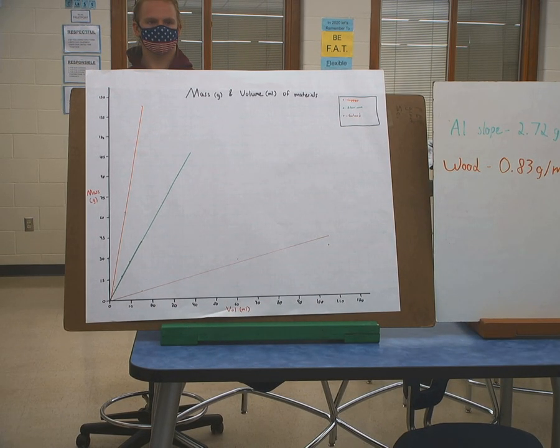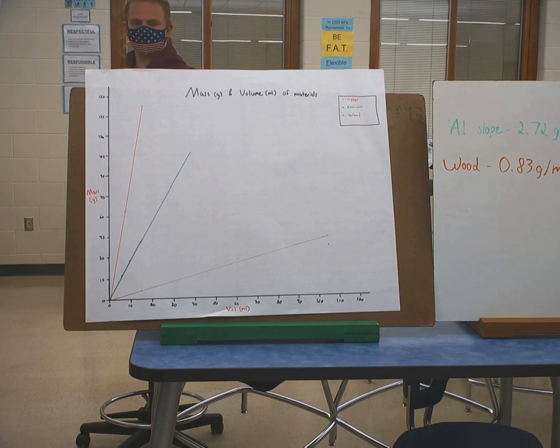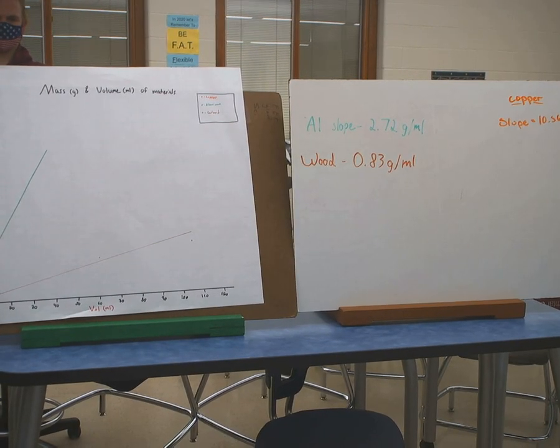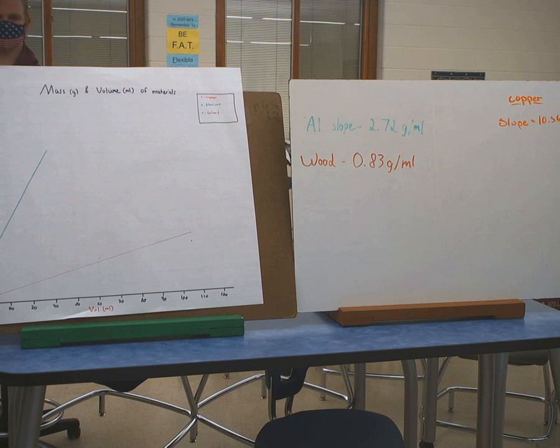Good. I don't know if we practiced this. Can anyone take that aluminum slope of 2.72 grams per milliliter and put it in sentence form instead of math form? We sometimes call those for every statements. Raise your hand. Who wants to do that? All right.